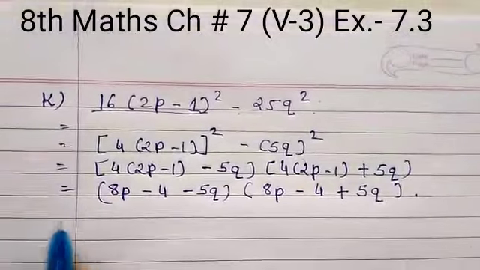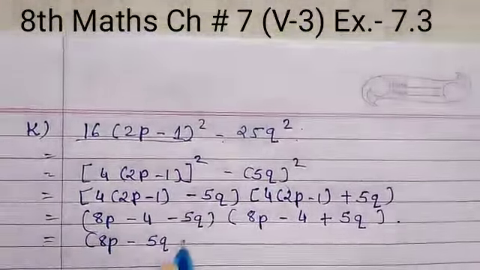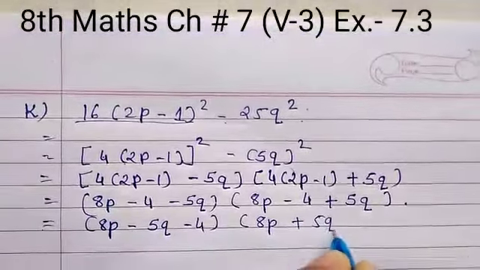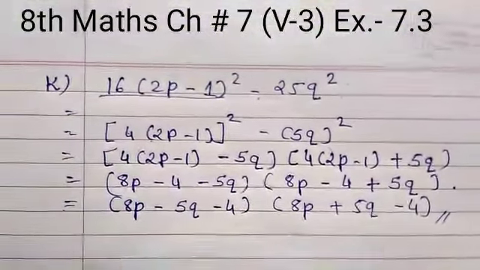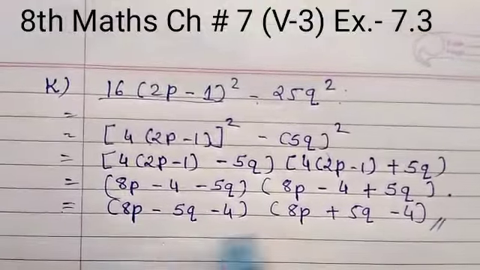See students, we can write like this also: 8p − 5q − 4 and here 8p + 5q − 4. Both are the same, right? The arrangement can be like this; 4 2s and 2 4s are the same, like this way you can write alternatively, okay?